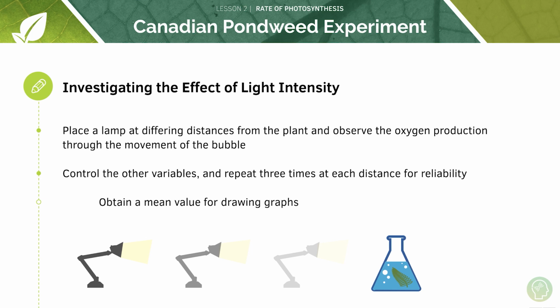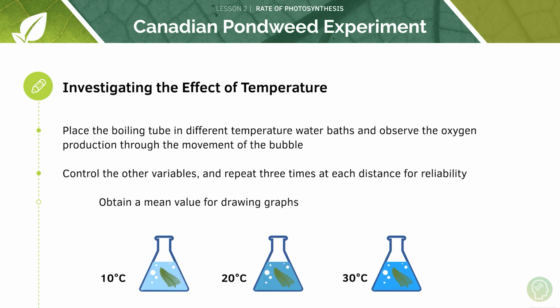And it's really, really important to make sure that you control the other variables, because if you're not controlling the other variables, then you're not only investigating the effect of light intensity. So, for example, if you were varying the temperature as well as light intensity, whatever rate of photosynthesis you're measuring will be a product of the change of that light intensity and the change of the temperature. So you've got to keep the temperature constant while you vary the light intensity. It's also really important that you repeat the experiment 3 times at each distance, and that's in order to increase reliability of your results.